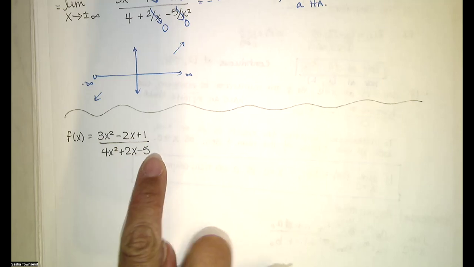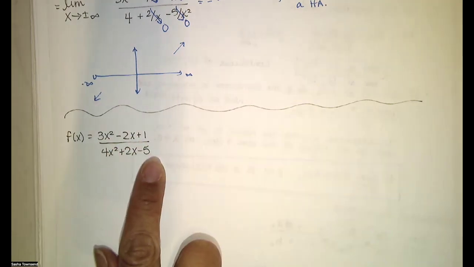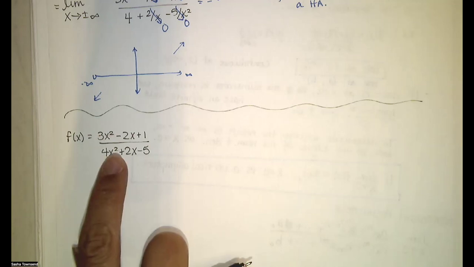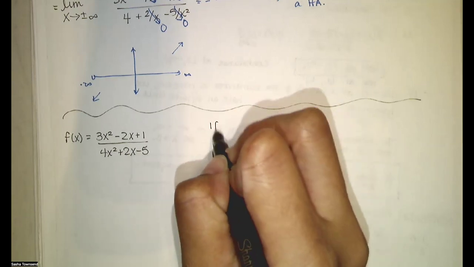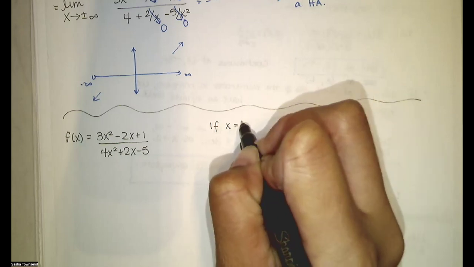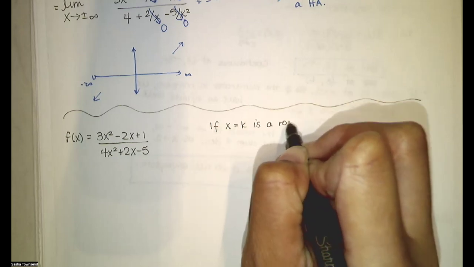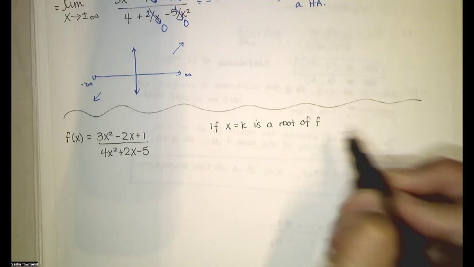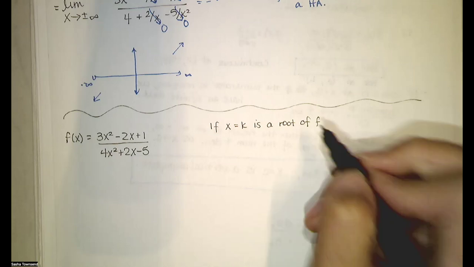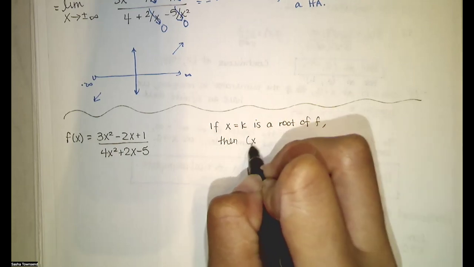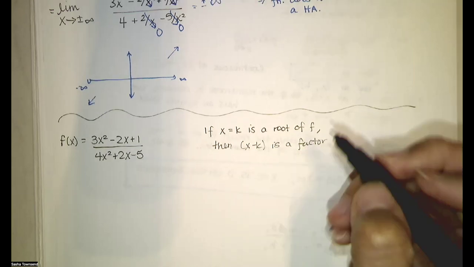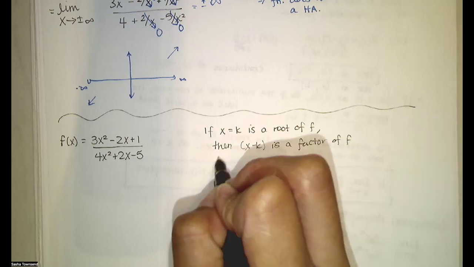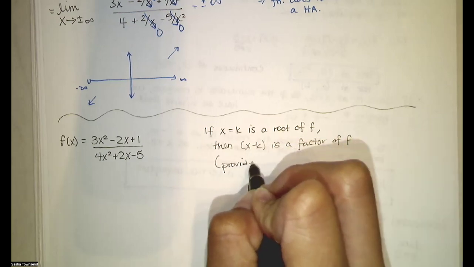All right, so here we are. Now to find the roots of these functions, or the factored form of these functions, we need the roots. We need to figure out what x values would cause these functions to be 0. If x equals k is a root of the function, or zero of the function, causing the y values on the graph to be 0, then x minus k is a factor of f, provided that we're talking about a polynomial f.